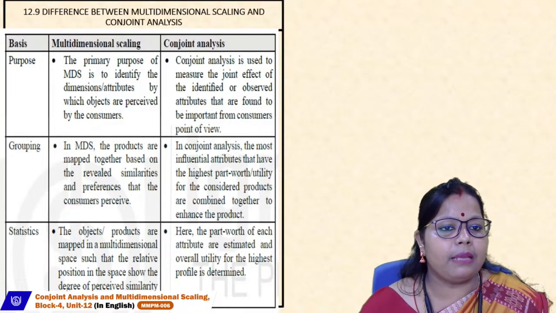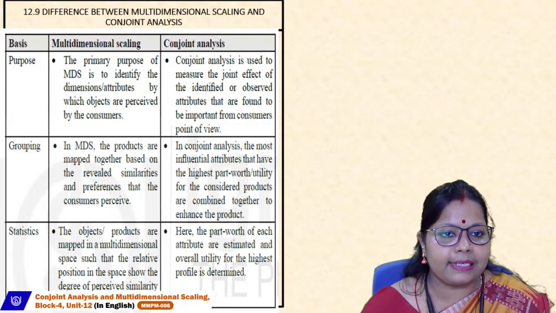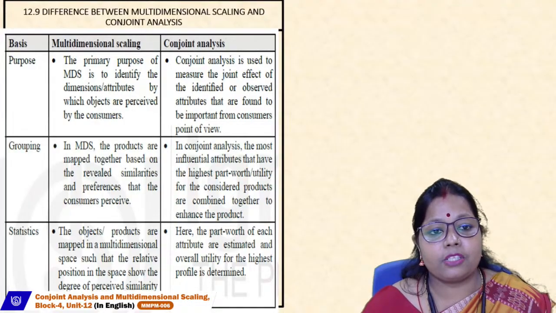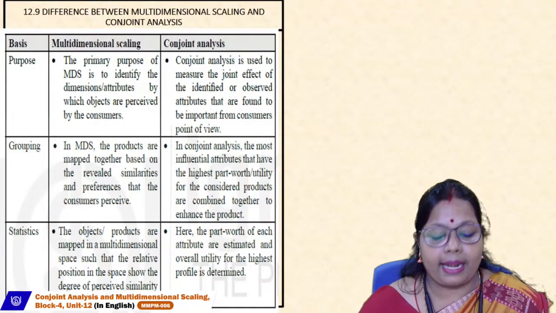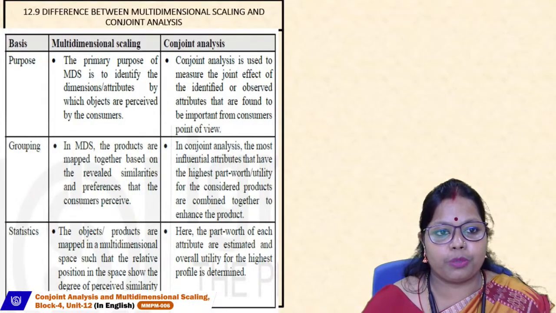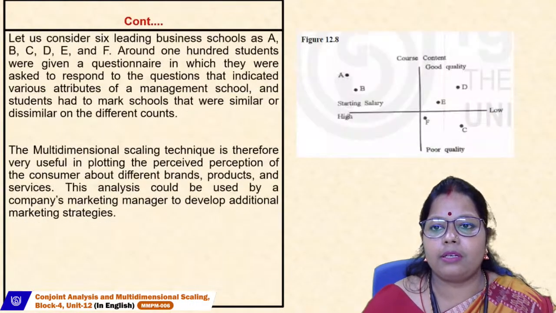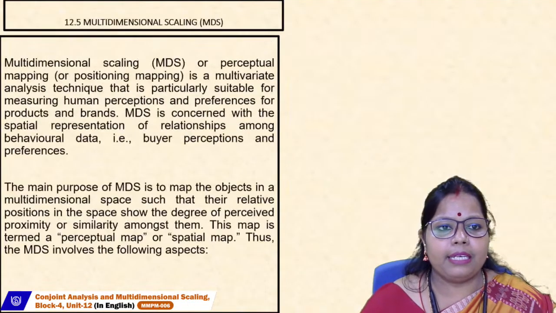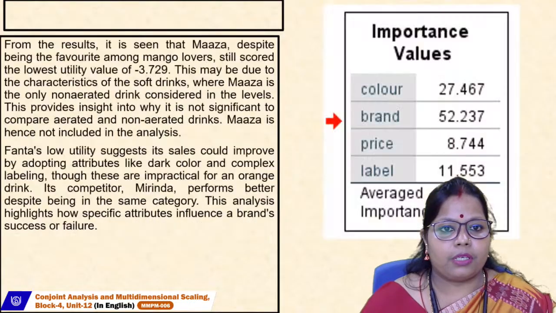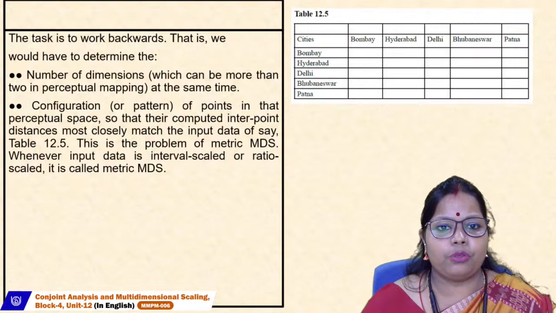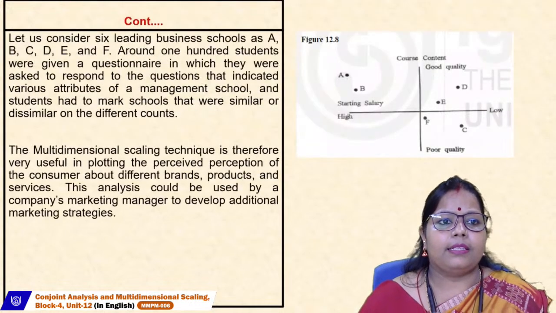So if we go to multidimensional scaling, which we recently discussed, the primary purpose of multidimensional scaling is to identify the dimensions and attributes by which the objects are perceived by the consumer. To understand the same concept, we should move to our previous table. See, in the given example of B schools, we are talking about a B school.